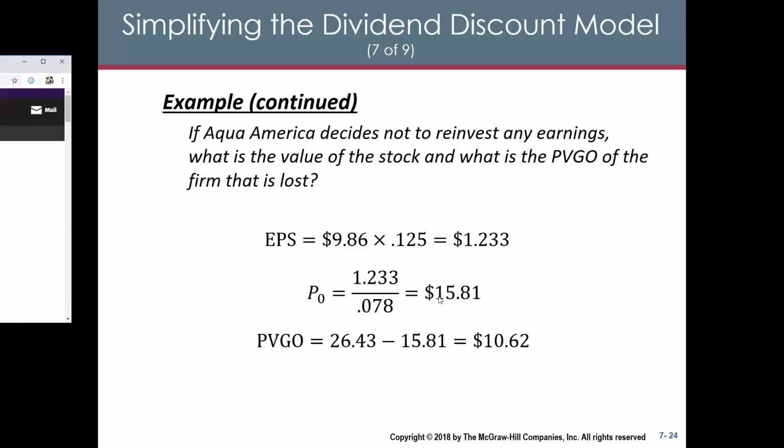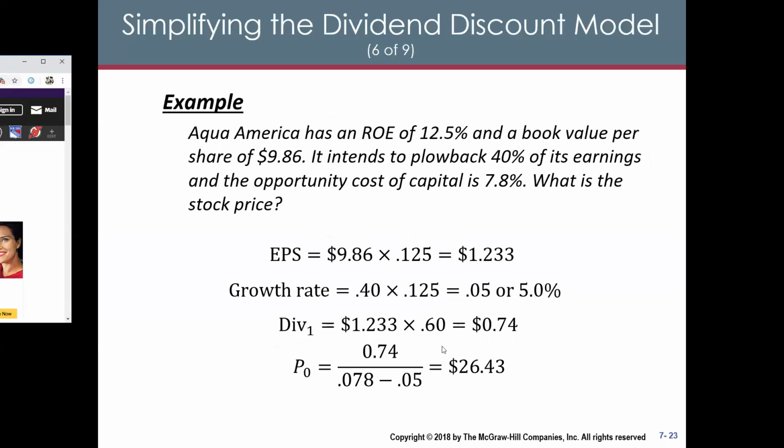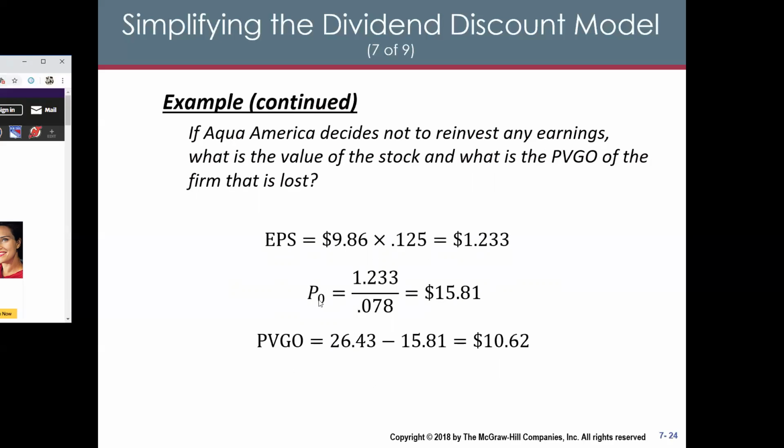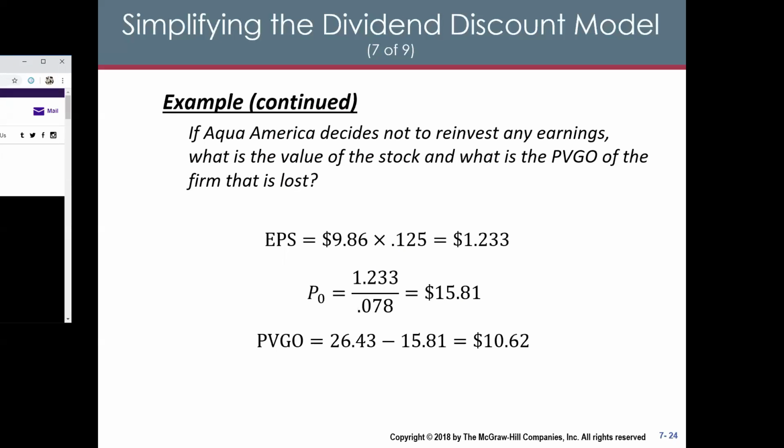And the PVGO is just the difference between those two. So what we get if we invest, the present value, 26.43. What we get if we don't invest, the P0 is going to be 15.81. The difference is 10.62. So in other words, if we decide to invest in this project, the present value of this project will increase the stock price by 10.62, and that's the PVGO here.